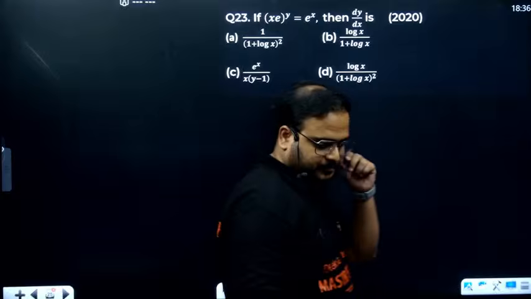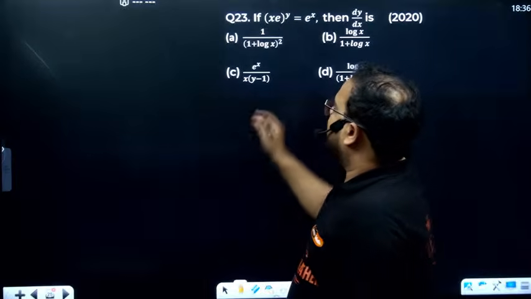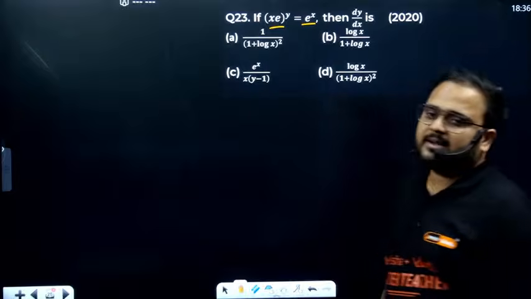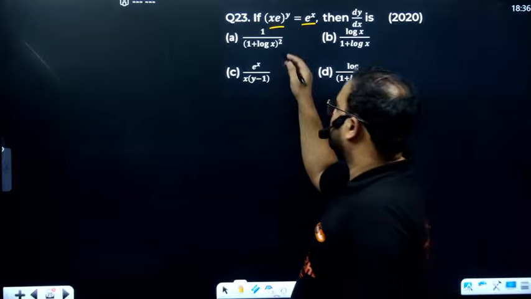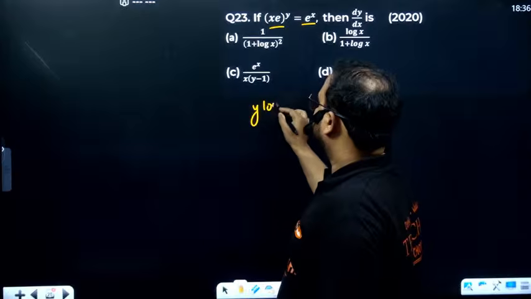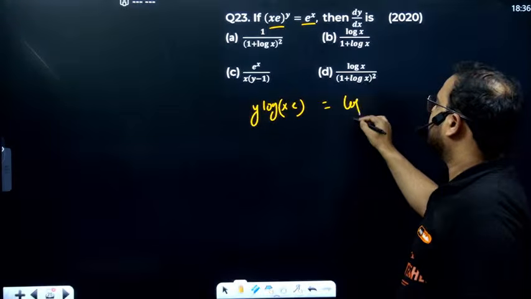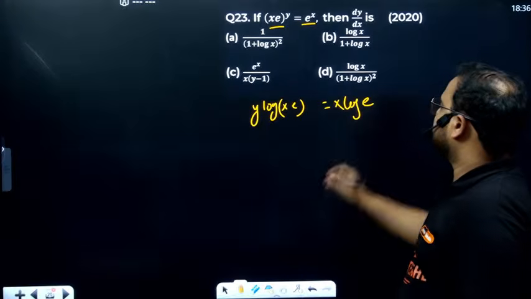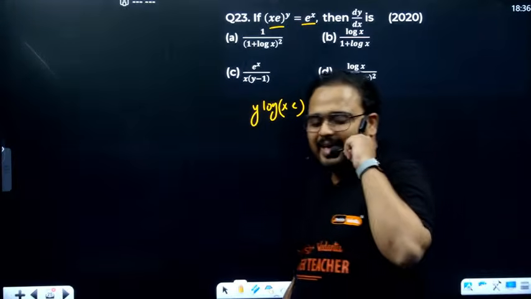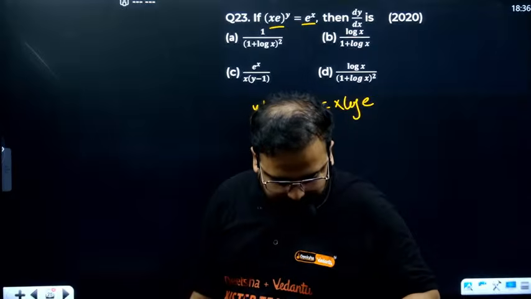23. Okay. If you have this problem again, can you relate? This is a similar question what we have solved before. We'll take log. So you'll have y log x and x log e. My bad. Sorry. X log e.